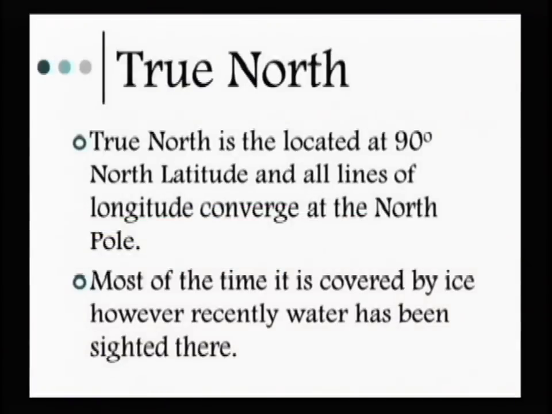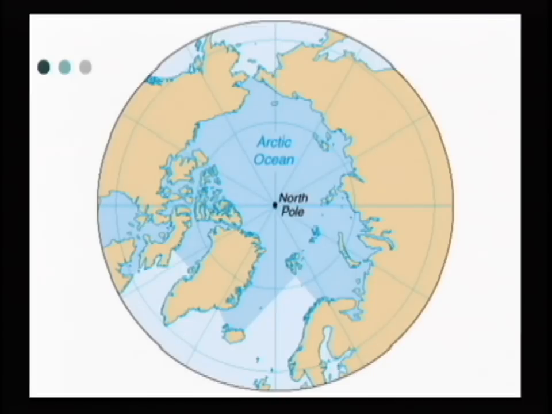Now, true north, like I said, is at the top of the Earth. And it's where all those longitudinal lines converge at the North Pole, or conversely at the South Pole. Most of the time it is covered by ice. However, recently there has been some water sighted there. That gives you a kind of a feel for where the North Pole is. Think about where Greenland is, from where we were looking at it before.